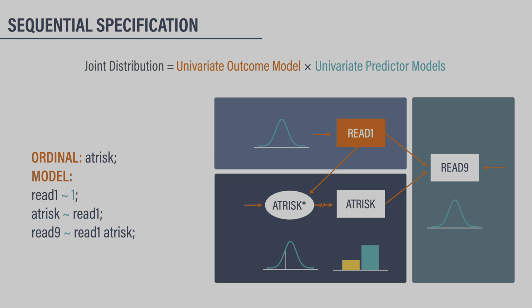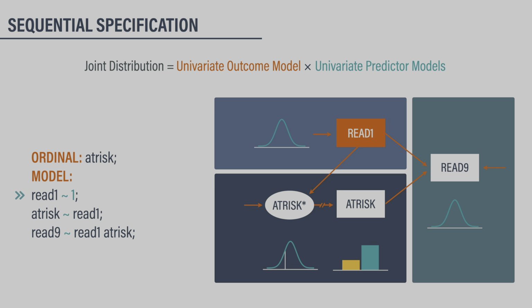So let's take a look at a model with one binary and one continuous predictor. In this example, there are two ways to set up a sequential specification. They usually don't matter in practice, so the choice is mostly arbitrary. In the path diagram, read1 is an exogenous variable with no incoming arrows beyond its residual. To specify an empty model, you just list a 1 for the intercept after the tilde, as I do here.